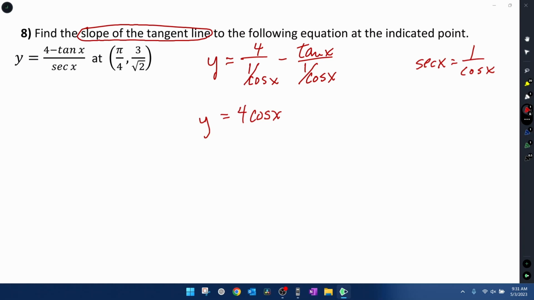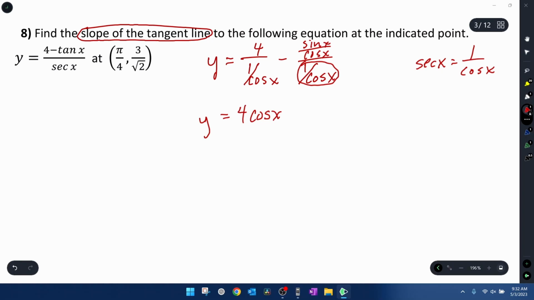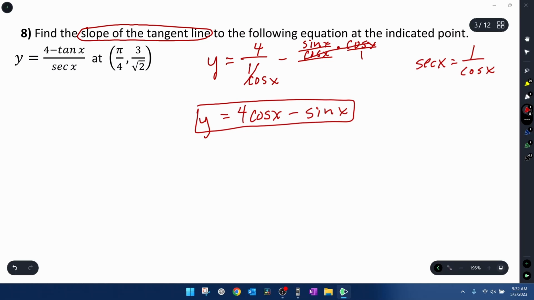Now again, tangent, I can replace tangent with sine x over cosine x. If I multiply by the reciprocal of 1 over cosine x, then that's going to give me cosine x over 1. Notice what happens here to my cosines. And again, that simplifies really nice to just sine of x. Now this equation is going to be much easier to take the derivative of.